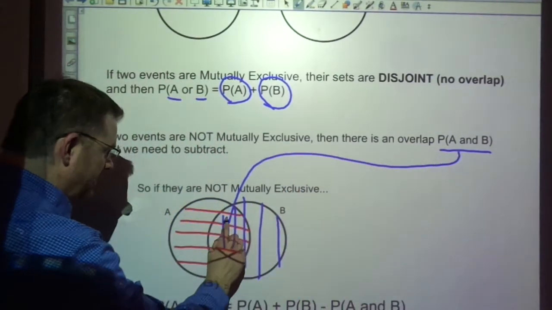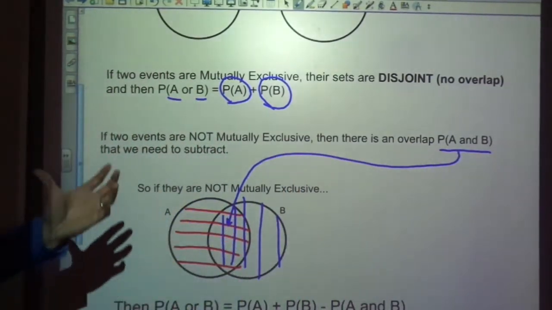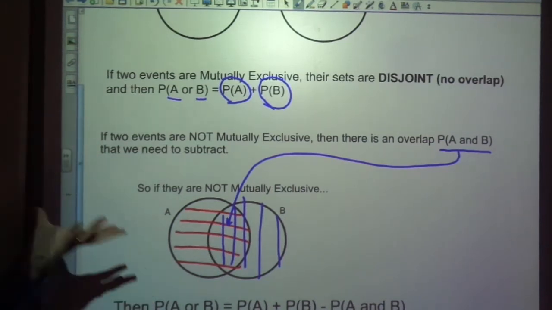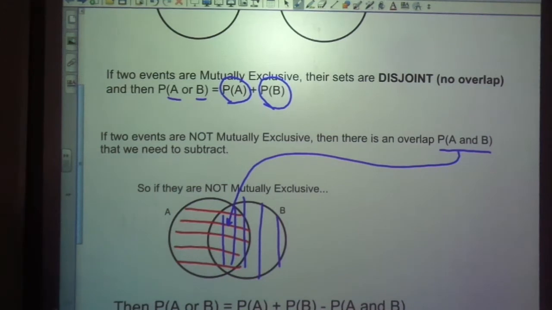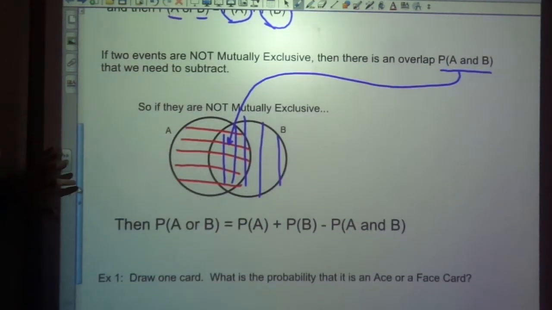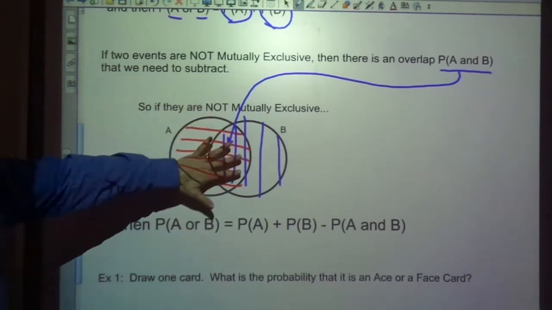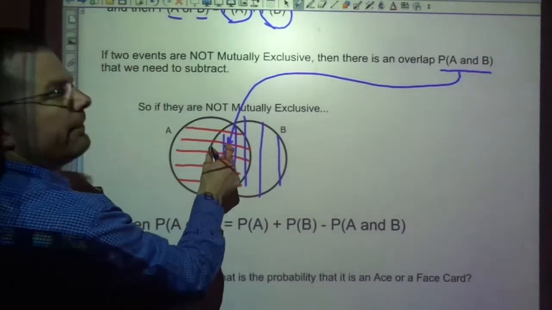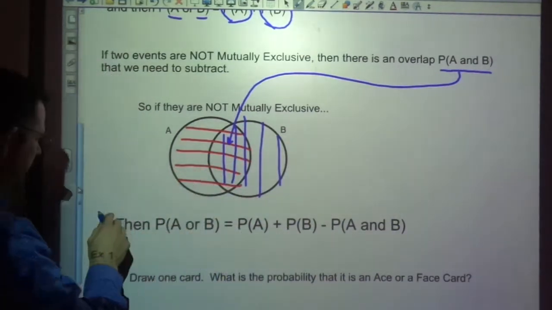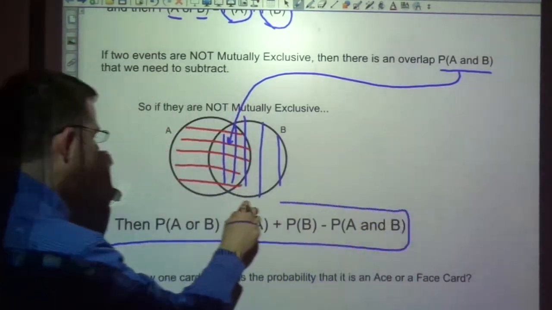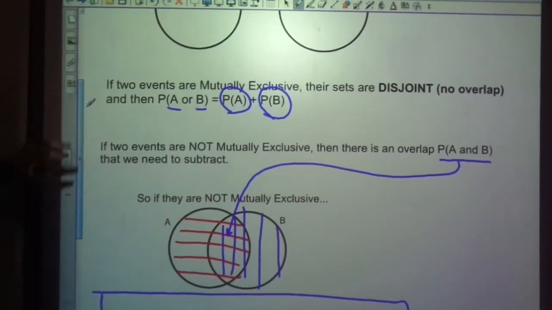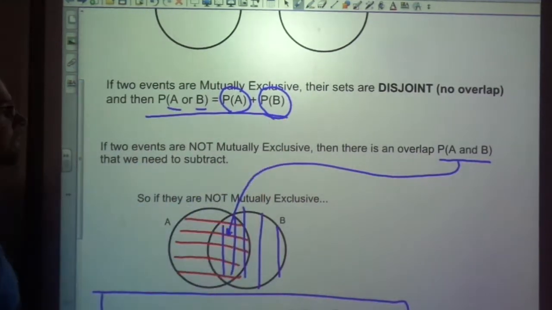That is right here, and we have counted it with the red, and then we've counted it again with the blue. So, if two events are not mutually exclusive and there's an overlap, then we have to subtract the overlap. And here's the formula. Probability of A or B will equal all the red, all the probability of A, plus all the blue, minus the overlap that we've double counted. This is a key formula. And that is only if they are not mutually exclusive. This is the formula here for if they are mutually exclusive.